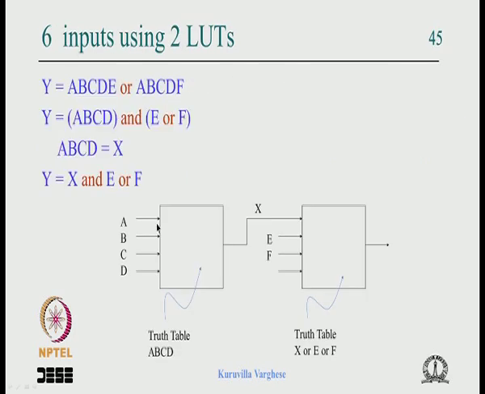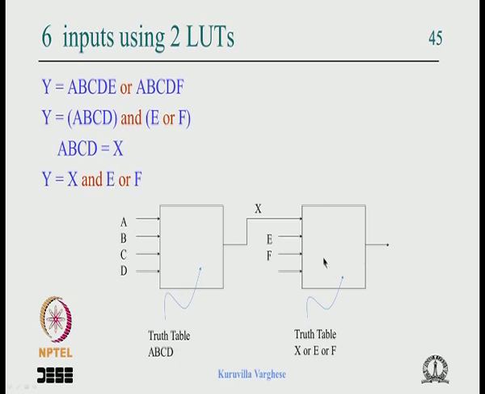Okay. But there is another way of simplifying it. You see ABCD is common, so we take ABCD out, so it becomes ABCD and E or F. So what we can do is say ABCD is X and Y becomes X and E or F. Now one lookup table is used to implement ABCD, which is X. The output of the lookup table is connected as the input to the next lookup table, and then you connect E and F and you implement this X and E or F here.